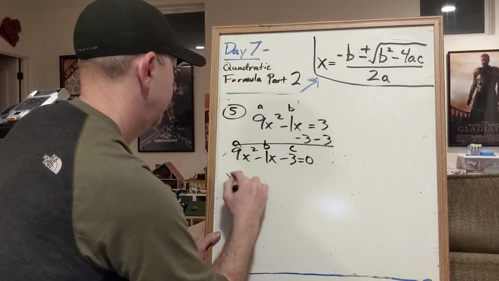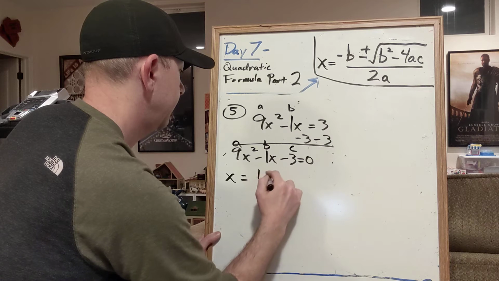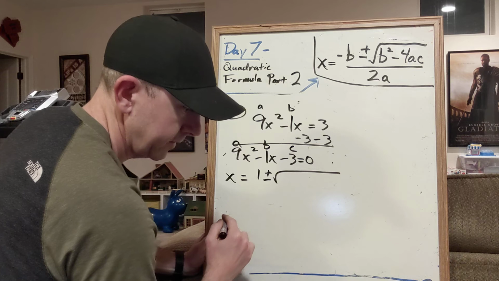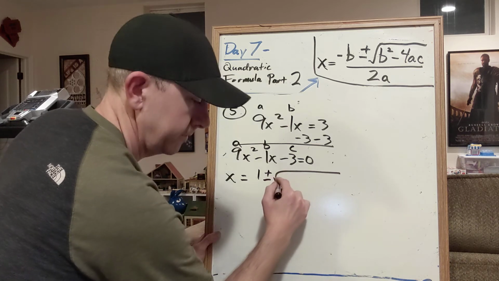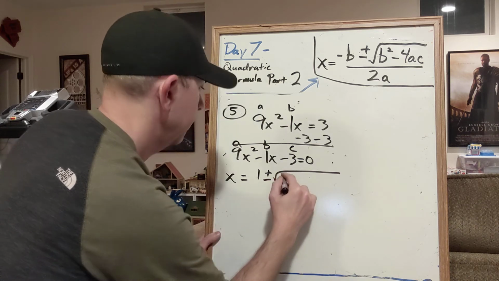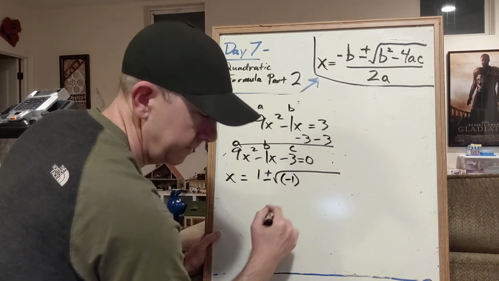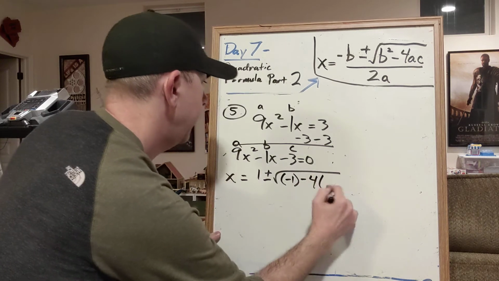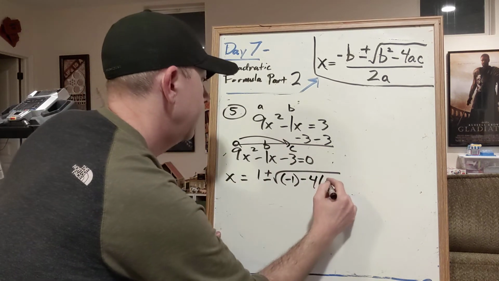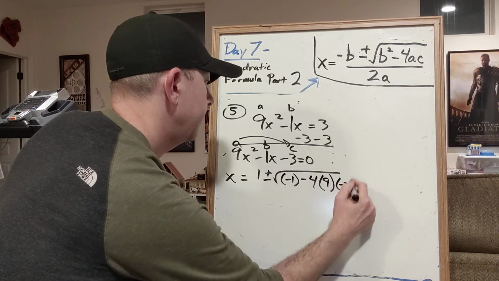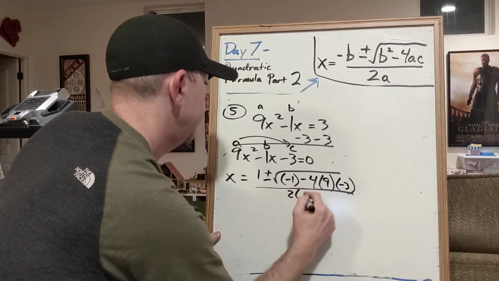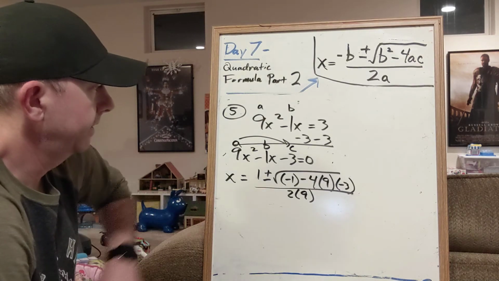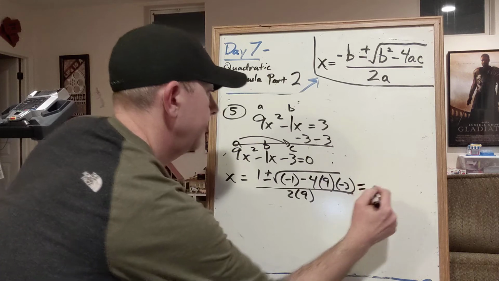So x equals, opposite of b is positive 1 plus and minus square root of b squared. Okay, b is going to be negative 1 minus 4a times c this time is going to be, I'll put 9 times a negative 3 there. The whole thing over 2 times a, which is 9. Okay, so we've got this. I'm going to simplify it over here, try to save space.